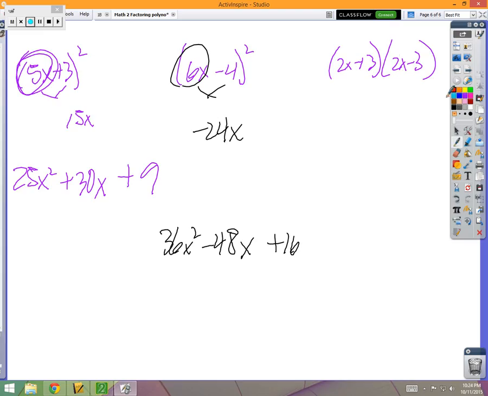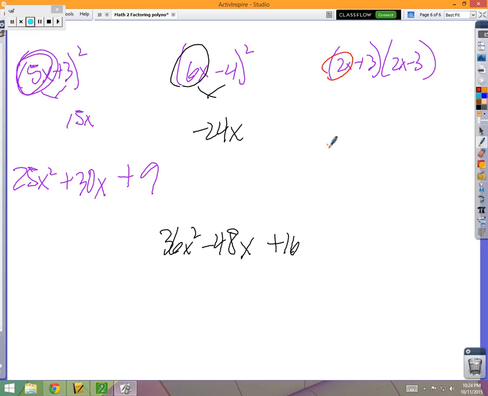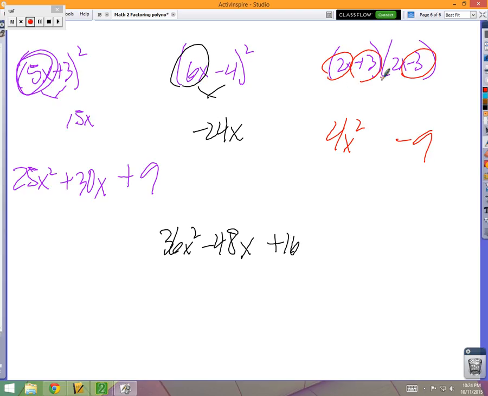Okay, the last one, 2x times 2x is 4x squared. My last is a minus 3 times a plus 3, so it's a minus 9. And my middles are going to zero out, because it's the exact same thing. One's plus, one's minus, so that's my answer.